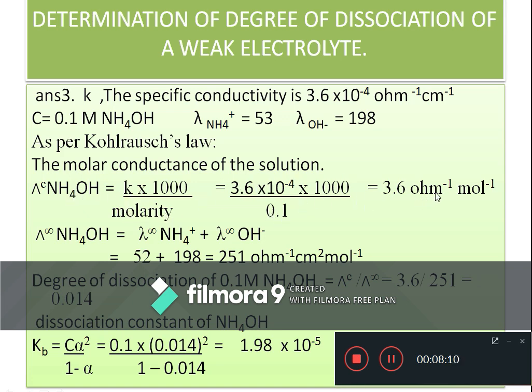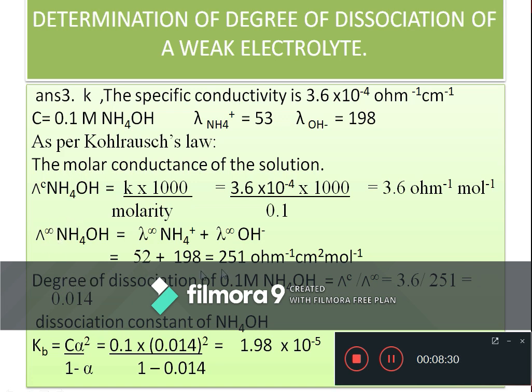So we are finding molar conductance at concentration C. For infinite dilution you have to apply Kohlrausch's law. Kohlrausch's law states that each ion contribution into 1 into 1, so the total is 251. So which is more? The infinite dilution value is more. Why more? Because concentration is less. We know when concentration is less, molar conductance will be more.